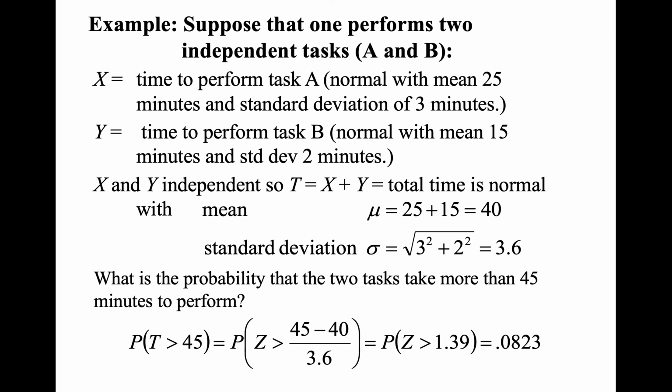Total time is normal with mean mu equal to 25 plus 15, which is 40. And the standard deviation can be defined as such. So what is the probability that the two tasks take more than 45 minutes to perform? It can be defined as such, meaning that if T is longer than 45 minutes, it can be computed to be 0.0825.